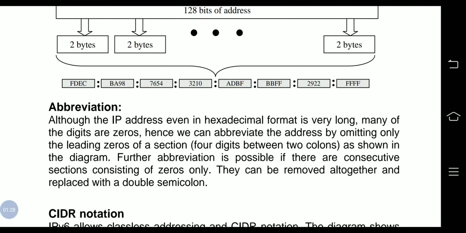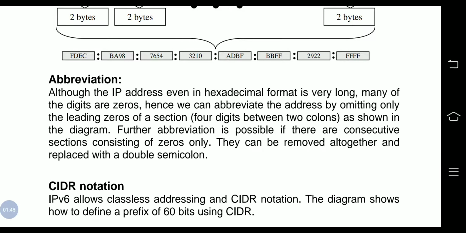The abbreviation is very important, as we discussed in the first section. Abbreviation can be used like this: if the address is not abbreviated and it consists of zeros, then those zeros will be included in the unabbreviated form, but if it is abbreviated, then the zeros can be eliminated. That we had discussed earlier.